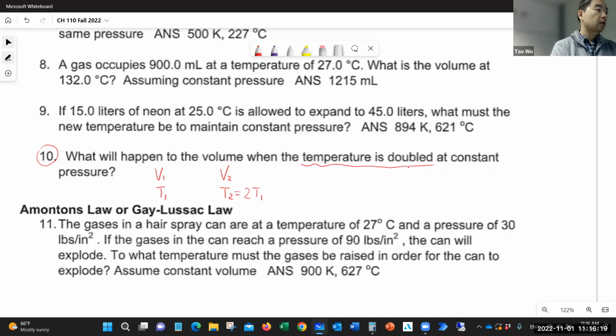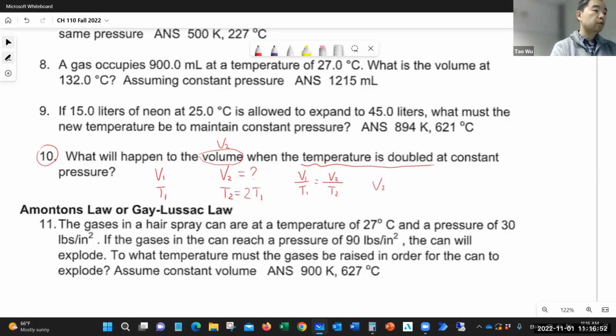And then let's see what they're asking for. They're asking for the volume, which means V2, because the question is what happens to the volume, meaning the second volume. Is it getting bigger or decreasing? So now they're asking for V2. Then let's see what happened. V1 over T1 should be equal to V2 over T2.